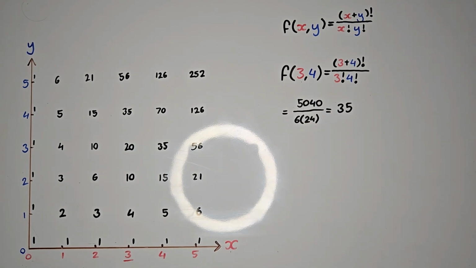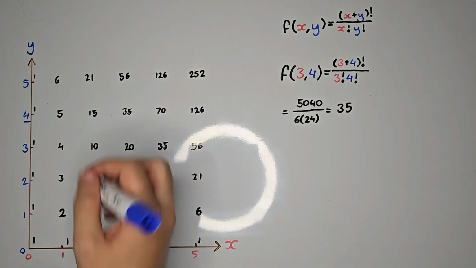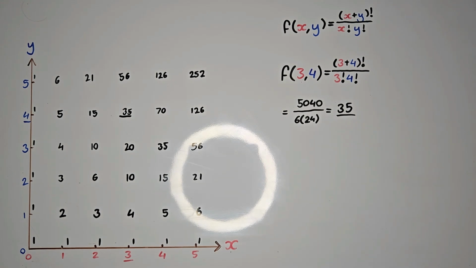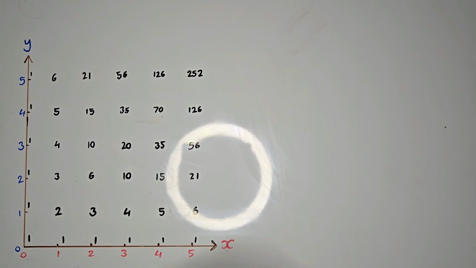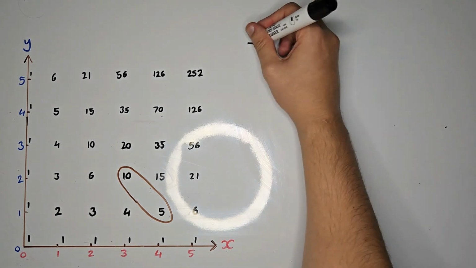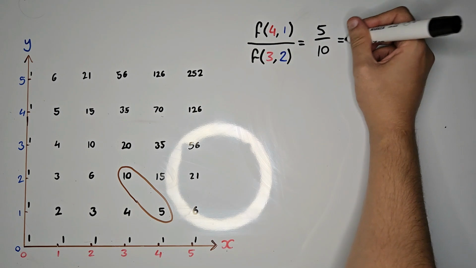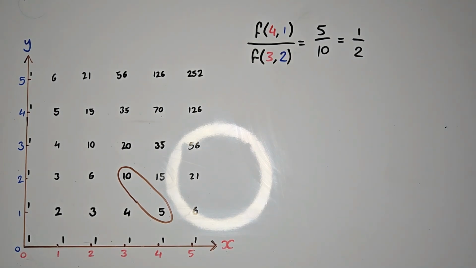As we can see, f of 3, 4, which is equal to 35, can be found at the point 3, 4. And in general, f of x, y can be found at the point x, y. In this mapping, adjacent entries are mapped to being diagonally adjacent, such as 10 and 5 here. We can see that 5 lies on the point 4, 1, therefore f of 4, 1 is equal to 5. And we see that 10 lies on the point 3, 2, therefore f of 3, 2 is equal to 10. Therefore f of 4, 1 divided by f of 3, 2 is equal to 5 over 10, or a half.